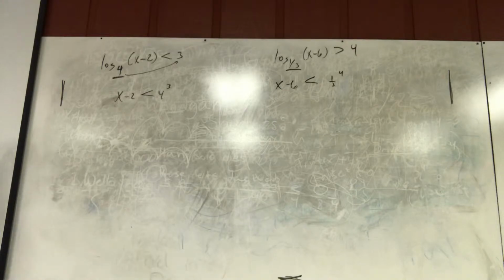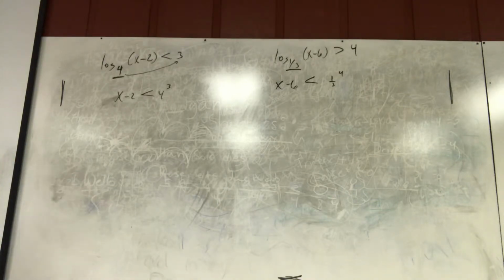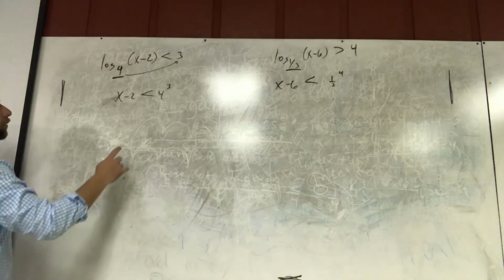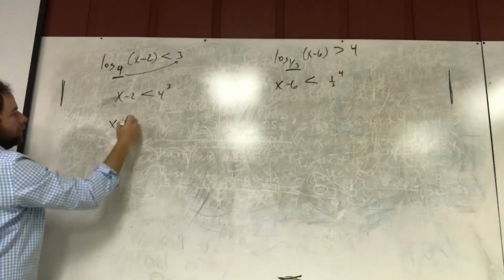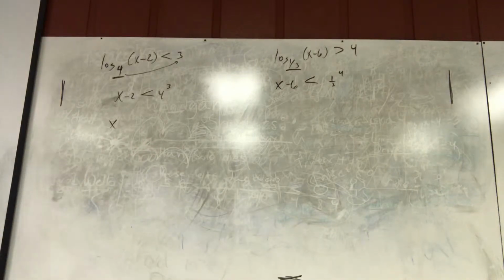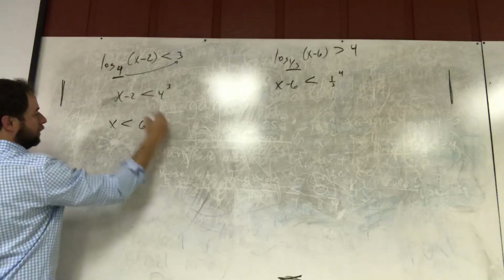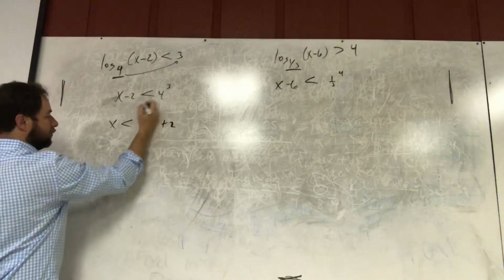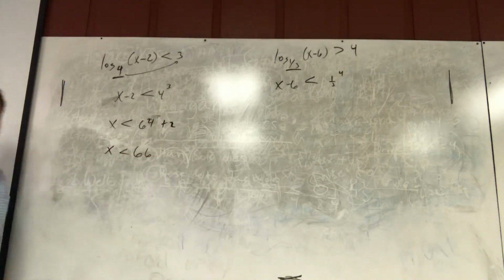Okay, so now let's work these out from here because they're actually going to be very similar. I just wanted to show you guys that one trick. So from here, we're going to have a 4 cubed, and so x is, and we can bring the 2 to the other side. And so 4 cubed is going to be 64. We bring this plus 2, 64. So x is less than 66.